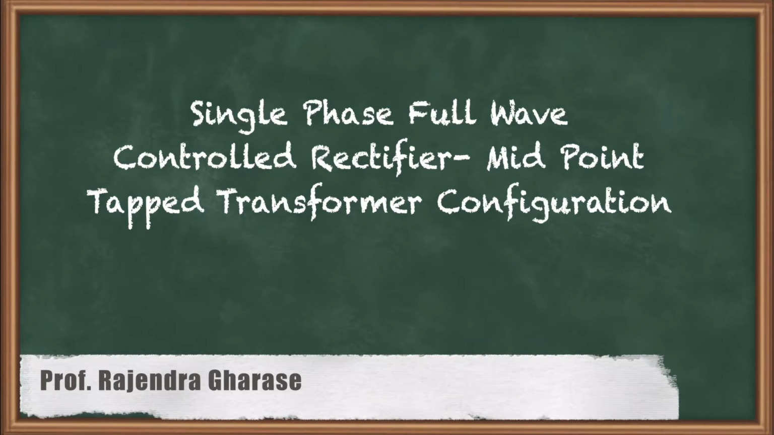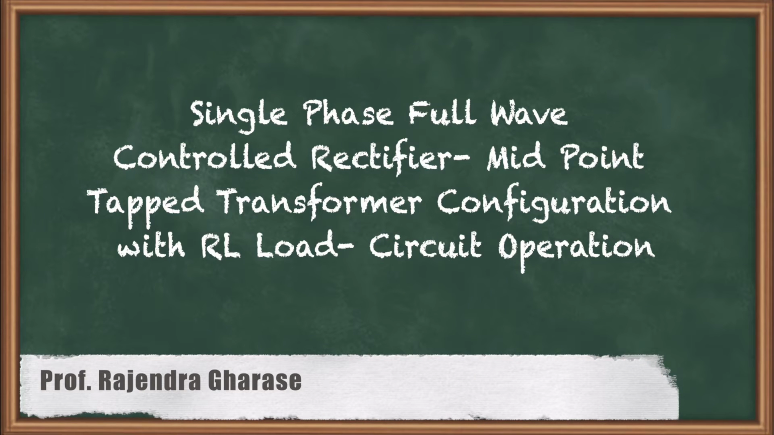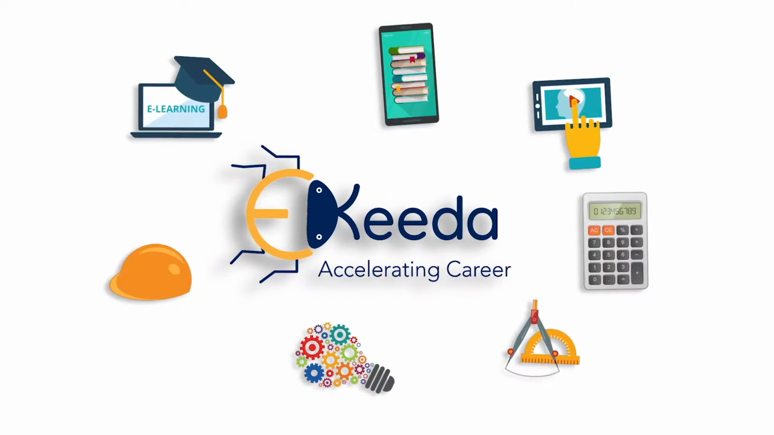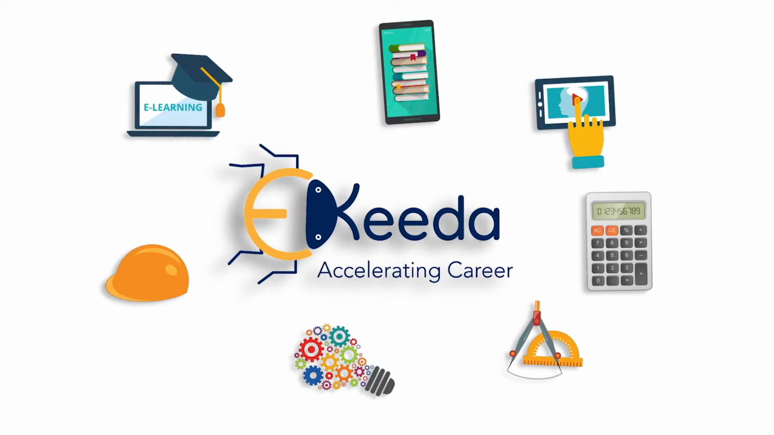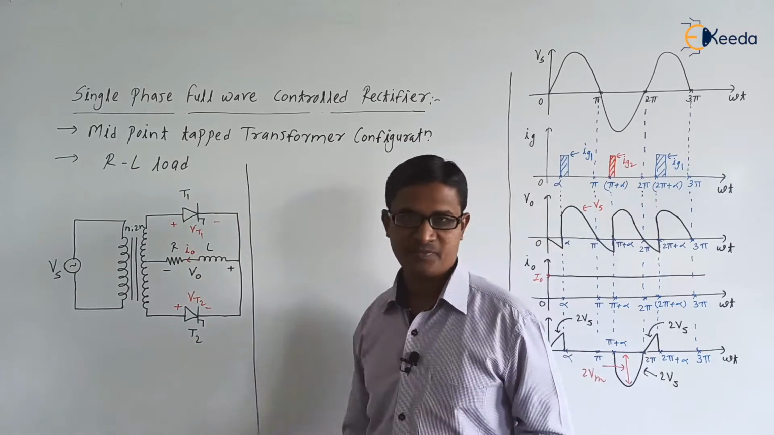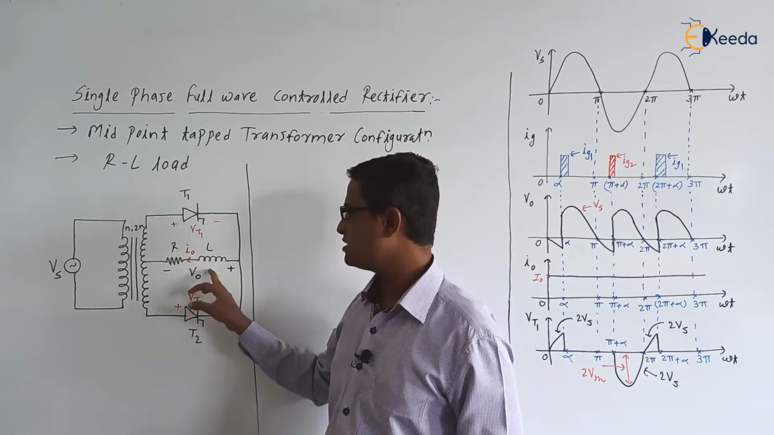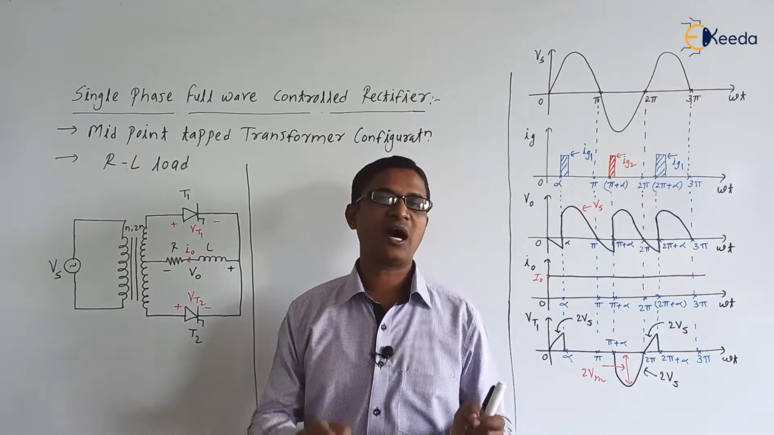Hello friends, in this video we are going to discuss a single phase full wave controlled rectifier, midpoint tapped transformer configuration with RL load. Here we have the circuit diagram. It is the same as that with purely resistive load. The only change is that the load branch has changed from R to RL.